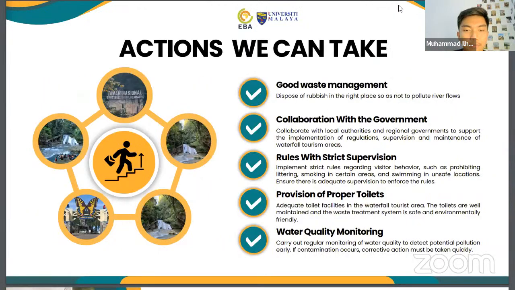So, what action can we take for the water quality? First of all, good waste management. We can dispose of rubbish in the right place so as not to pollute the river flows. And also, we should collaborate with the government. Next are rules with strict supervision and provision of proper toilets. That's why many people use soap in the flow of the waterfall, because there are no proper toilets. And next is water quality monitoring.